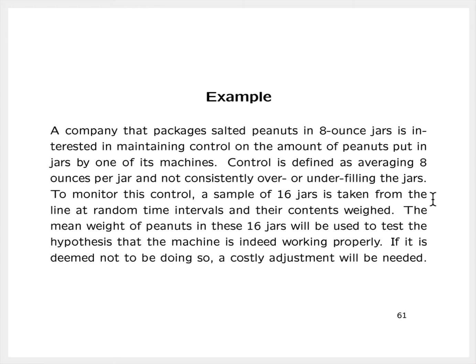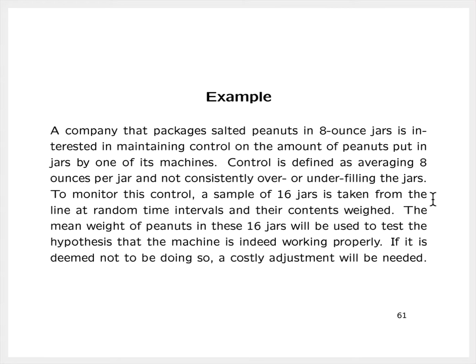And so anyway, as we go on and look at more ways of performing inferences for characteristics of populations, we may want to expand our definition of what it means for the process to be in control and do this by incorporating additional population characteristics. But for right now, our focus is on the mean weight of peanuts being dispensed.